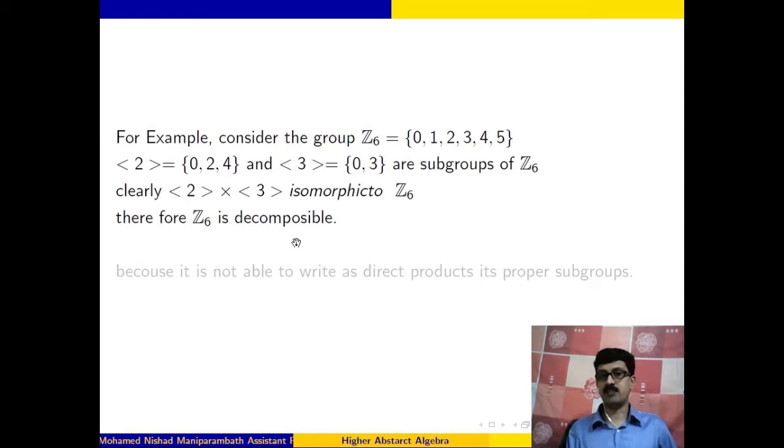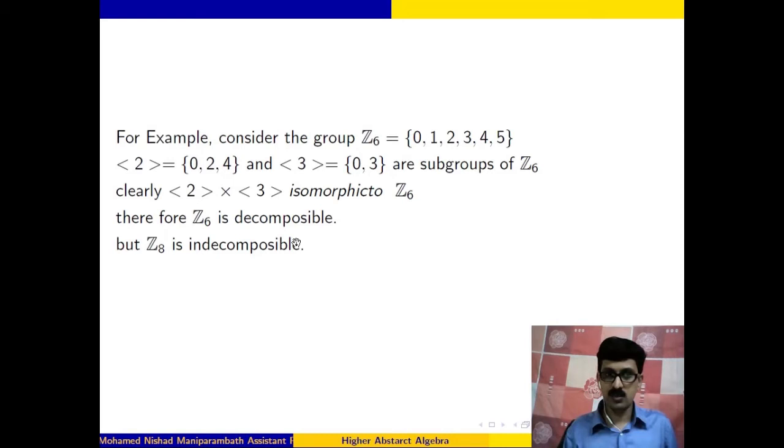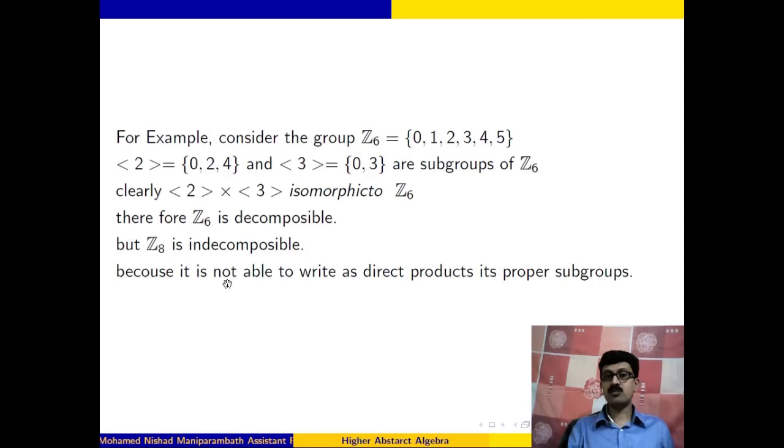Now think about Z8. It is clear that we are unable to write Z8 as a direct product of any of its proper subgroups. See, the subgroups of Z8 are 0, 2, 4, 6, and then 0, 4; those are the only proper non-trivial subgroups, whose direct products will not be Z8. That is why we can say that Z8 is indecomposable, because it cannot be written as the direct product of its proper subgroups.